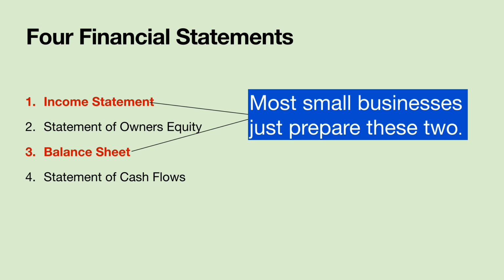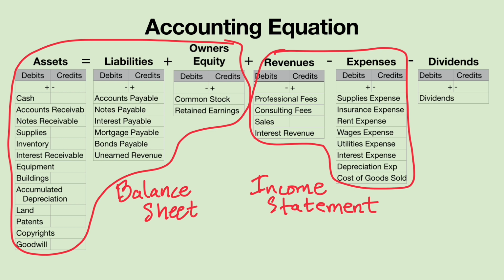And most banks don't require it when they are asking for financial statements from the people to whom they've loaned money. They don't usually require them to send a statement of cash flows if they're a small business. But big businesses, anyone with a stock symbol, they have to prepare all 4 financial statements. Notice that the 2 most commonly prepared financial statements, or most important financial statements, are parts of this accounting equation.